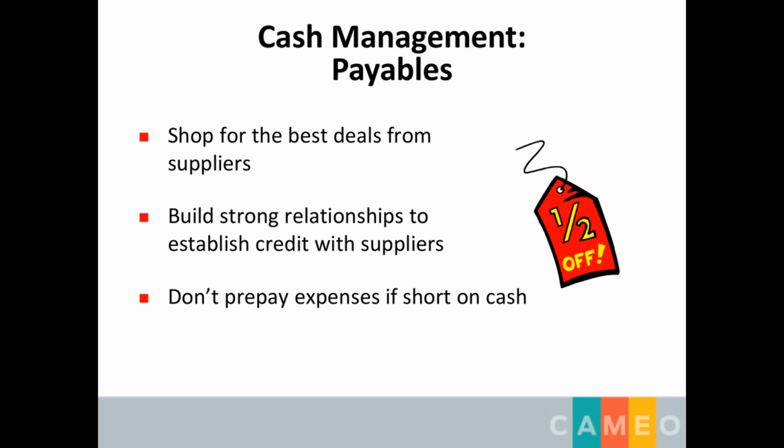Payables. Shop for the best deals from suppliers. Again, it's hard for micro businesses because often you get deals if you buy with cash or in large volume. But anywhere you can help shave off some percentages to help a business be more profitable in buying their own supplies, especially for retail and manufacturing businesses, is super helpful, a super good way to develop more cash on the bottom line. And one way to do that is to build strong relationships with suppliers to try to get credit and maybe get some discounts and pricing, and certainly don't prepay expenses if you don't have a lot of cash sitting around.